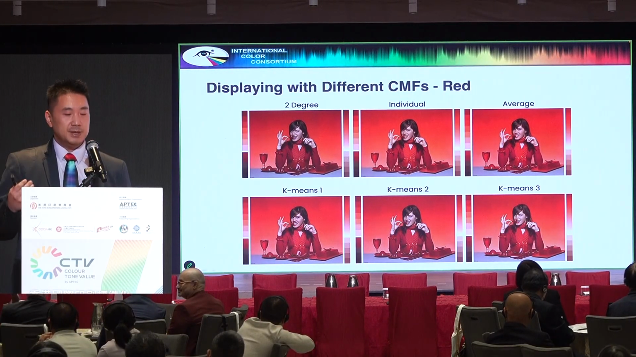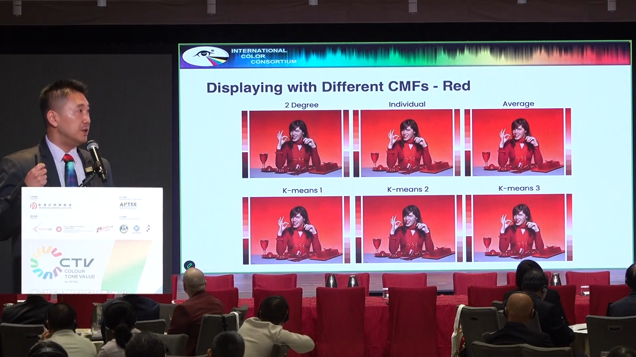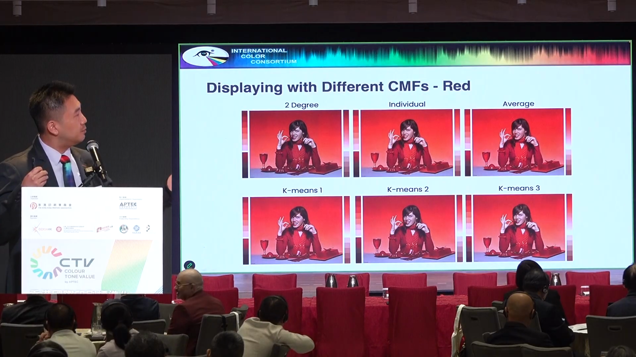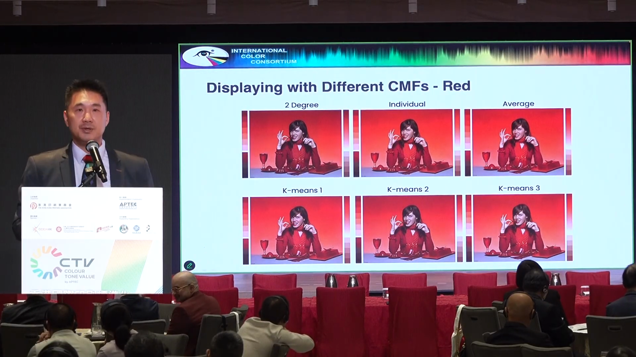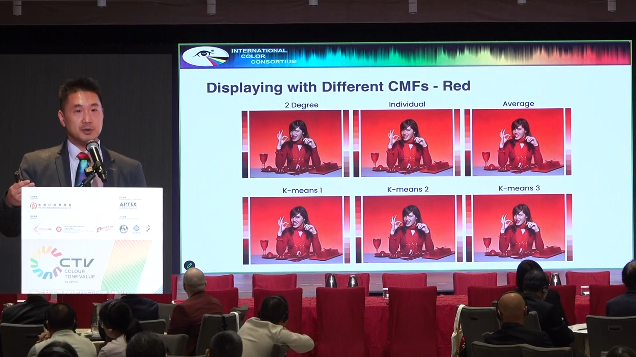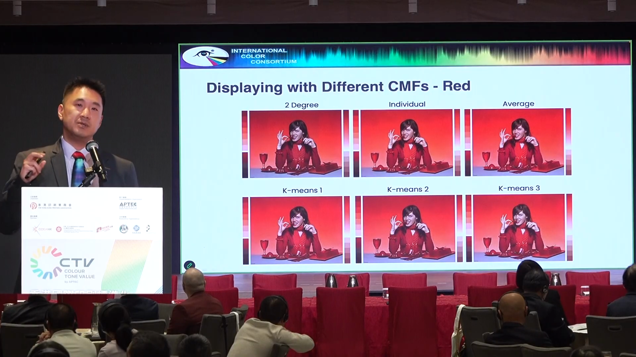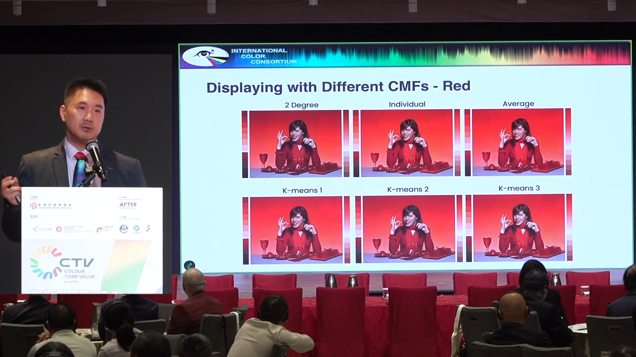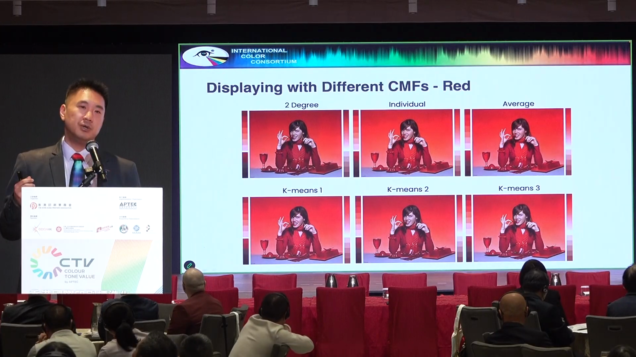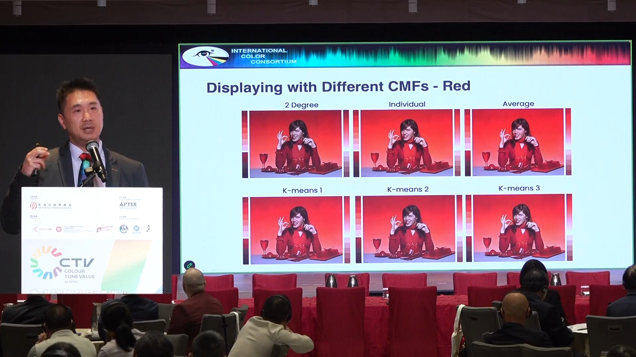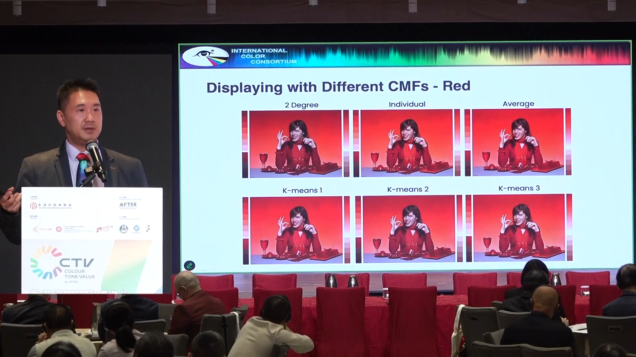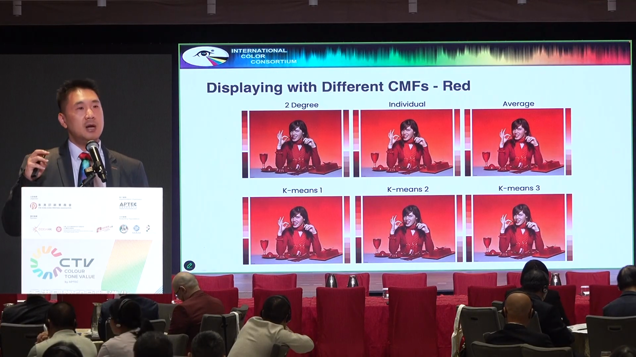And in the middle is the individual color matching function, and on your right is the average. The average is taken from the 45 observers. And on the bottom, we took the k-means cluster method to divide 3 categories. The reason we took this method is that we want to see if these categories can be fitted with these observers, even if we don't have the individual color matching function.